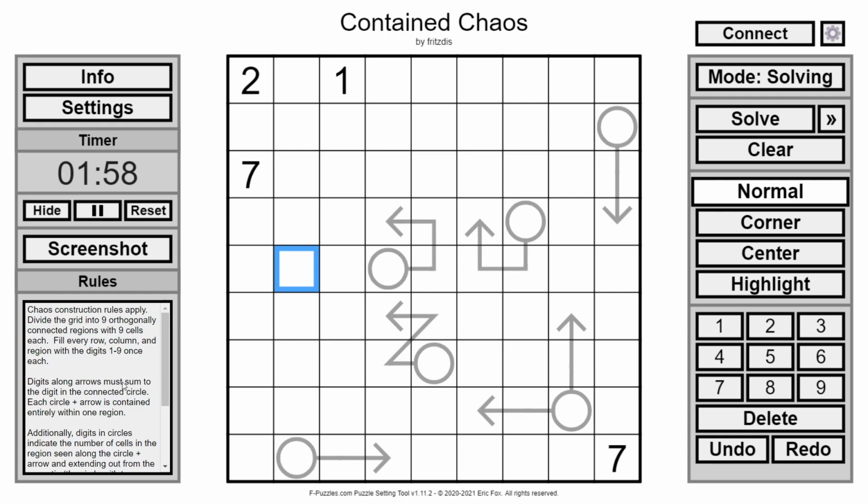Digits along arrows must sum to the digit in the connected circle. So, these 3 digits are going to add up to this digit. So if we found out that this was, let's say, 1, 2, and 5, this would have to be 8. Pretty straightforward there. Also, each circle plus arrow is contained entirely within one region. So this is just one region here, obviously just 4 cells of it, but all in the same region.